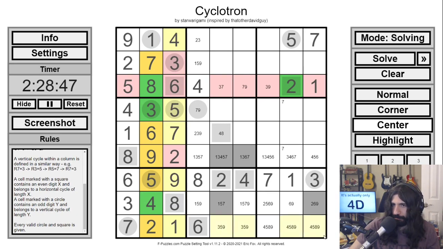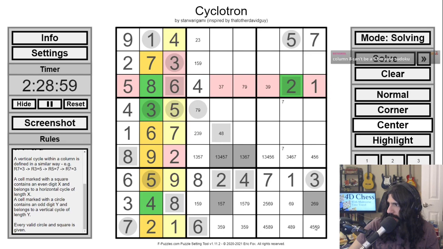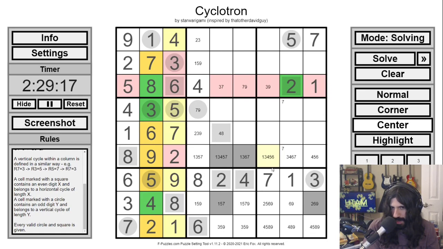Okay. All right. This is what we've got going on. I hope I've done this right. Singles. This can't be a 5. Is there anything else? Looks okay to me, I think. Maybe. Column 8 can't be 5. Yeah, I just got that one. Row 6, column 7, not a 3.